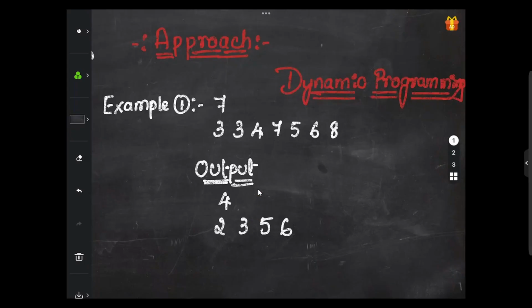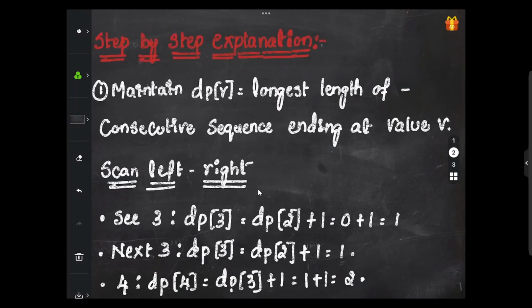See, I have considered the same first example that they have given in the question, right? So here 7 3 3 4 7 5 6, and the output that we need to get here is 4 2 3 5 6, right? So let's move on with the step-by-step explanation here.